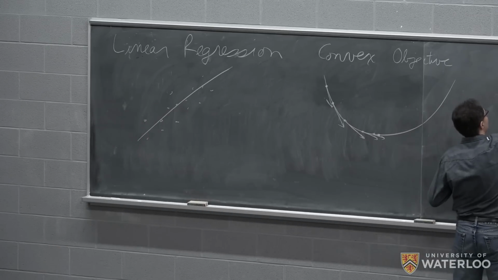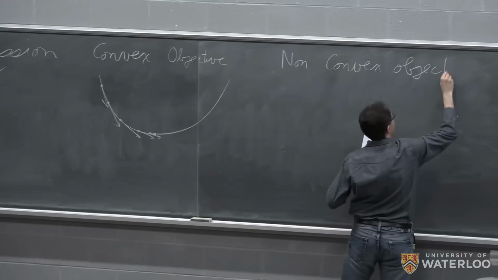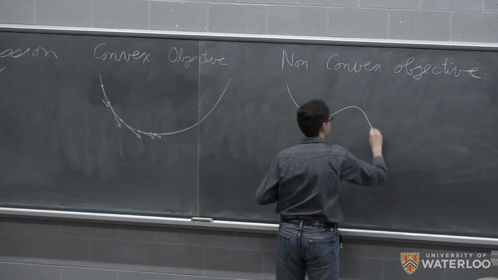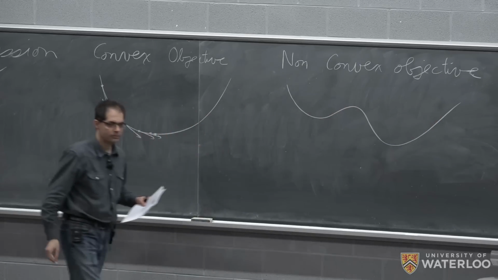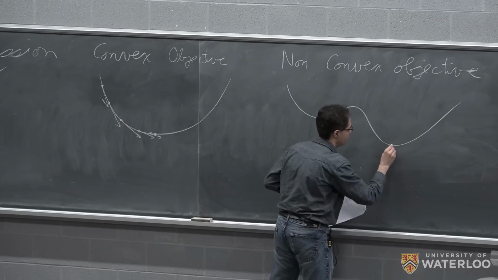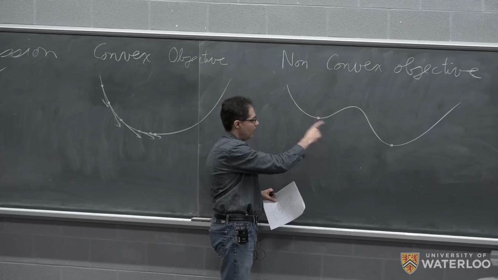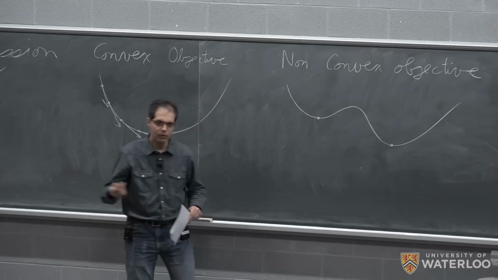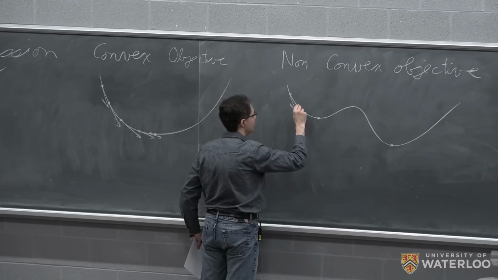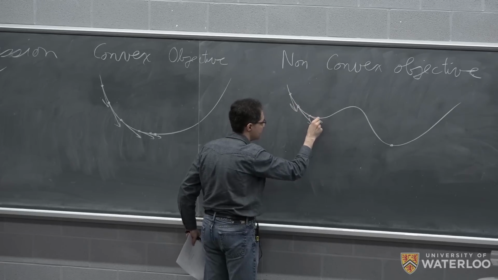Now in contrast, if we look at non-convex objectives, we might have, for example, a function that looks like this. So this is a curve that has two minima. There's one here, another one here. This one is known as a local minimum, and this one would be a global minimum. The problem with this curve is that if I start here, and then I simply follow the negative of the gradient, and I make some steps, then I will eventually arrive at this local minimum.